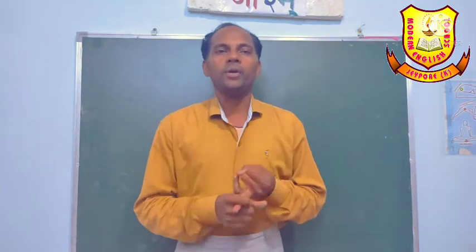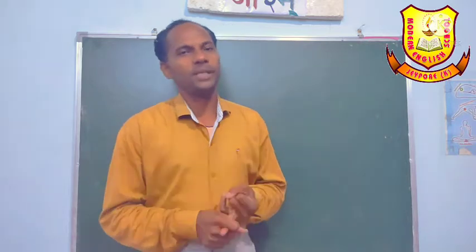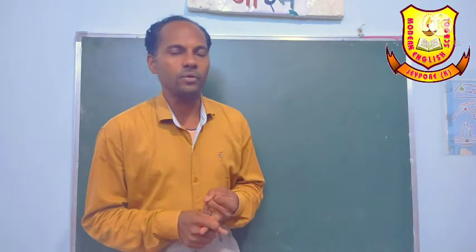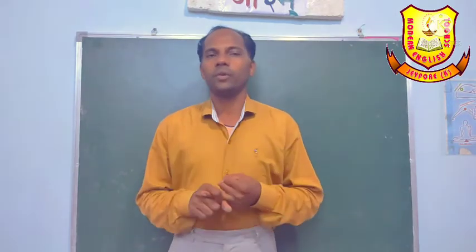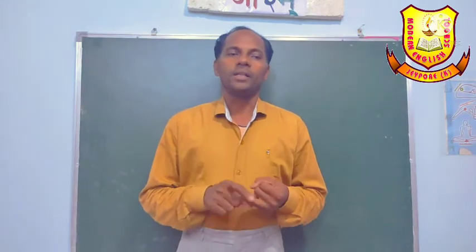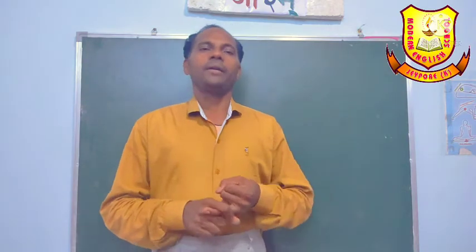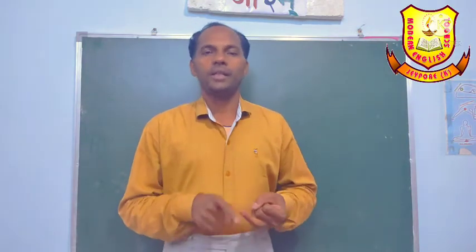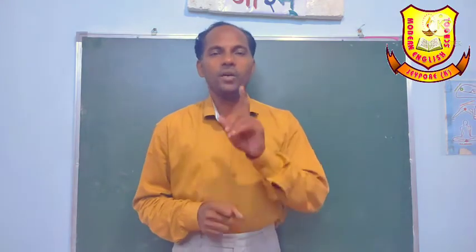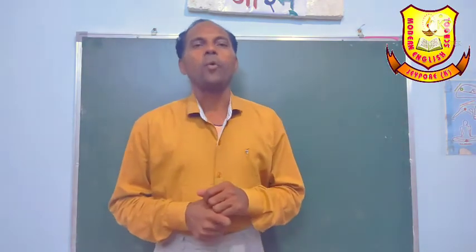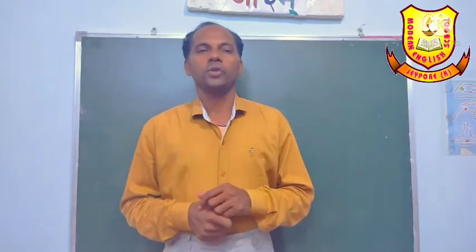Second, a number which can be expressed in the form p by q, where p and q are integers and q is not equal to 0, is called a rational number. And why it is so, that part also I explained in the last video. Here one thing I will tell you: why q is not equal to 0.